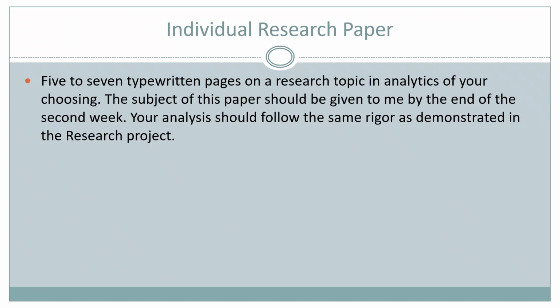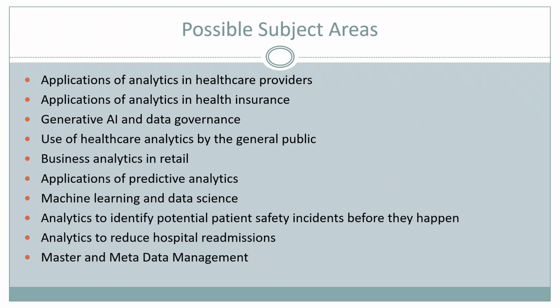So that's the group project. The next piece is a 5 to 7 page typewritten paper on a topic of your own choosing in analytics. I ask that you give me the subject on this by the end of week 2, and your analysis should follow the same rigor as you did in the research project. Again, there are a number of topics in analytics, and I would just ask that you give me how you want to approach it. Here are some examples.